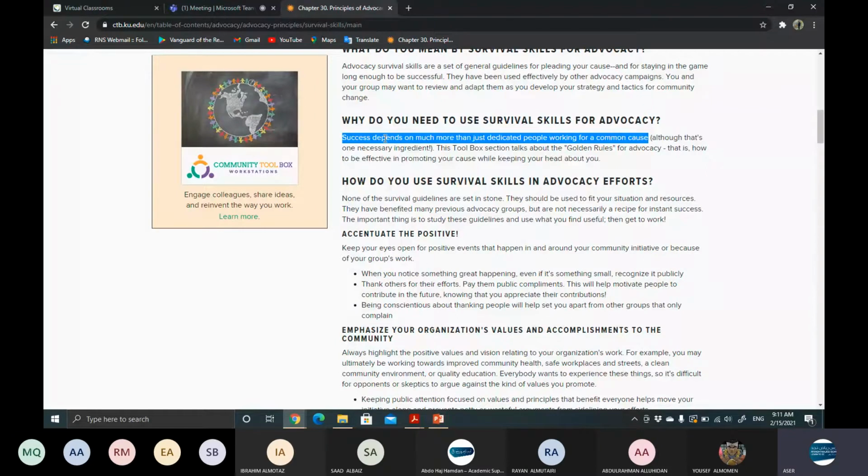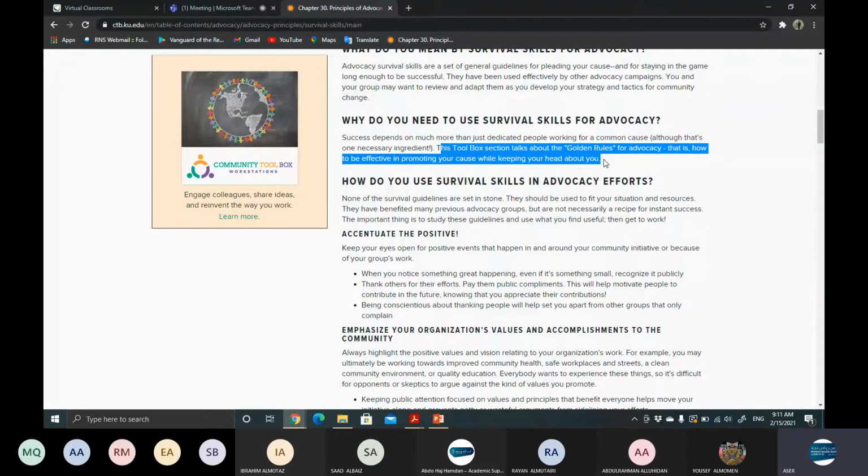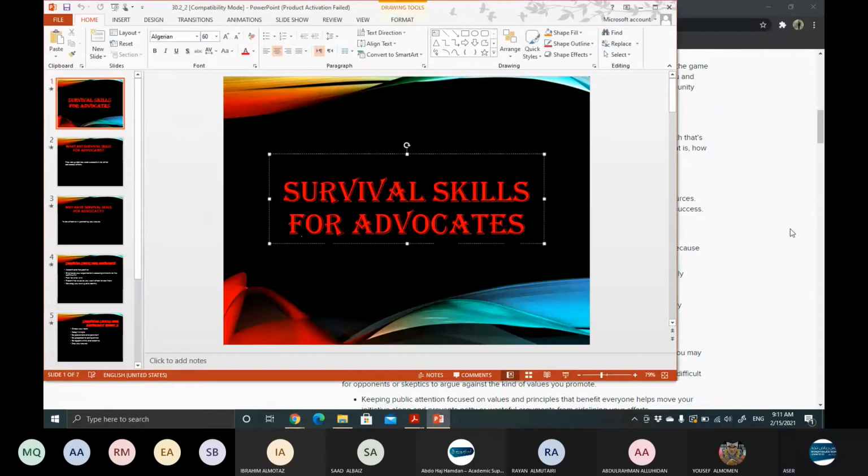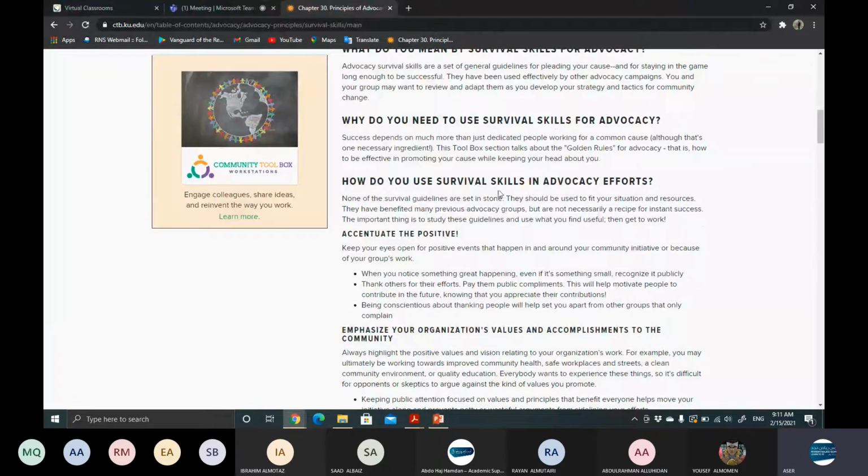While conducting those plans, we need some skills that can help keep us on the right track. So this toolbox section will talk about the golden rules for advocacy. What are those golden rules for advocacy? We shall discuss them right away, one by one. But let's answer the last question.